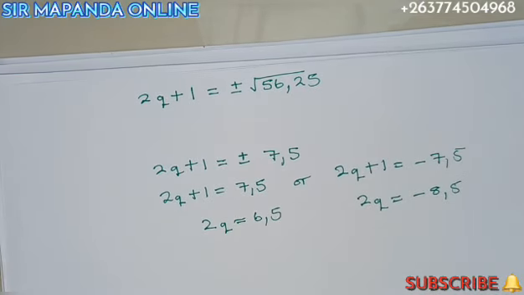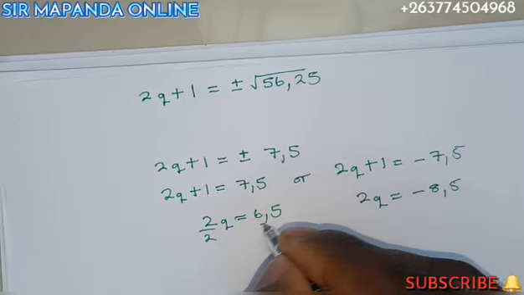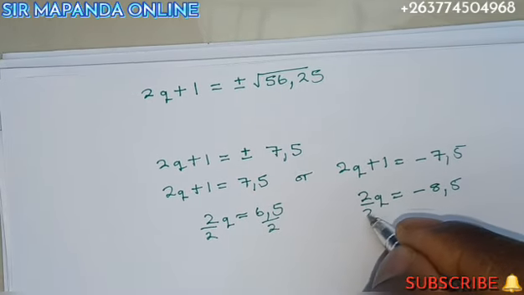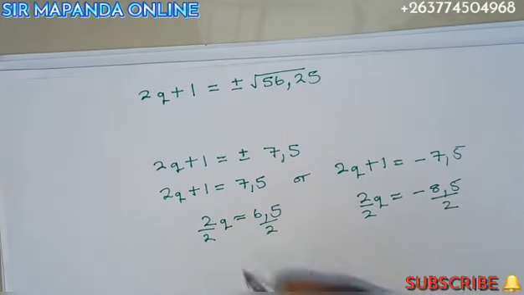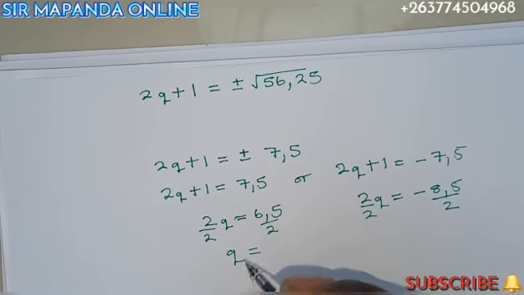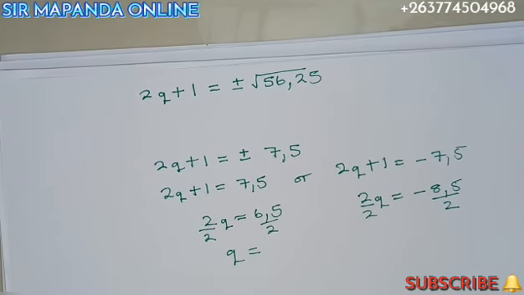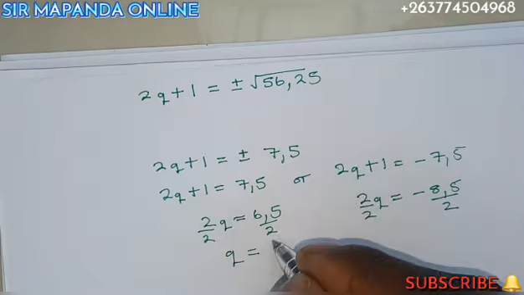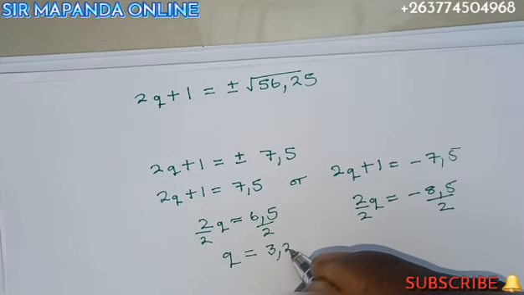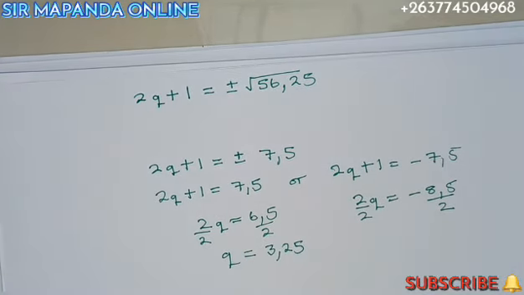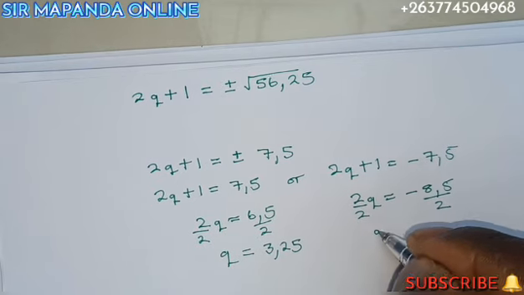I hope you are following. So divide this by 2, then you also divide this by 2. Q is equal to 6,5 divided by 2, you get 3,25. Then minus 8,5 divided by 2, you get minus 4,25.